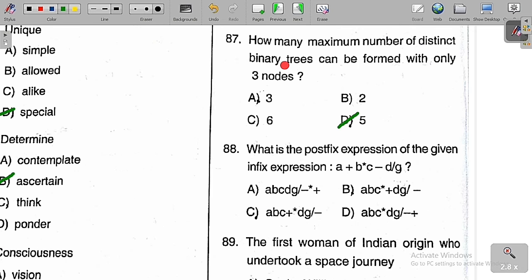So now we are going to solve another question. How many maximum number of distinct binary trees can be found with only 3 nodes? Out of the 4 options, option D, 5 is the correct solution of this question. So let's solve this numerical.